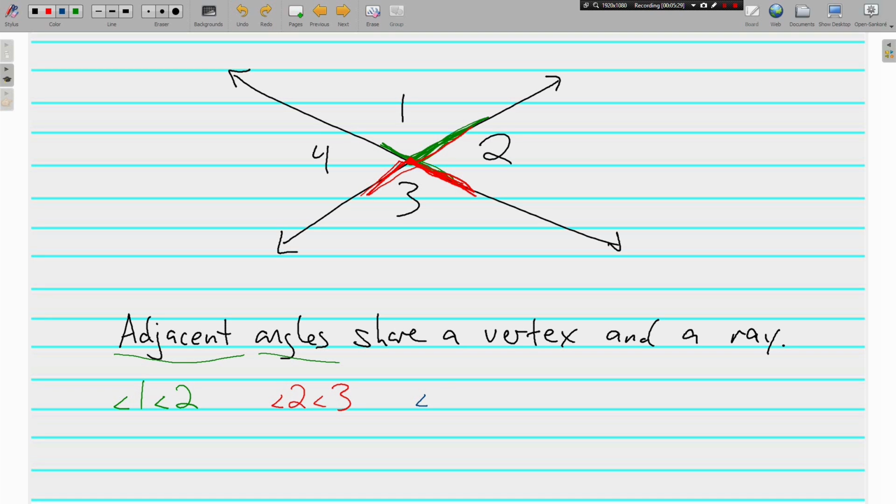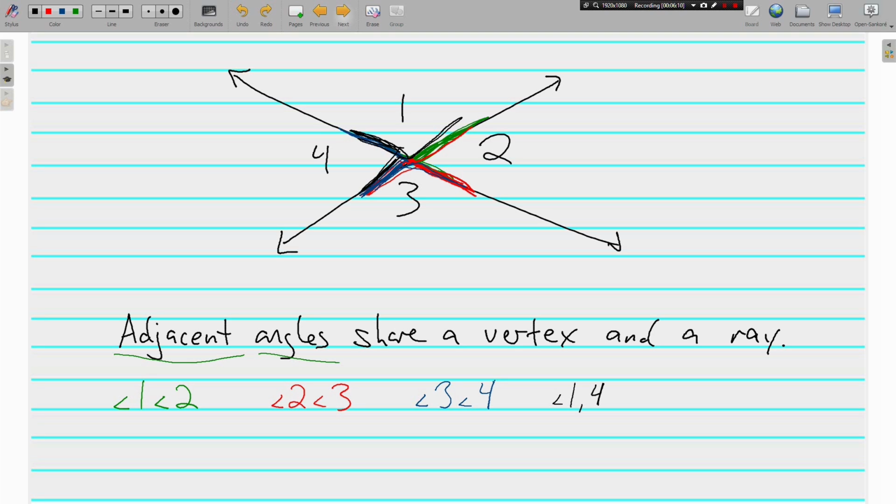What comes next? Angle 3 and angle 4. Too much ink on the screen. Angle 3 is right here, and angle 4 is right here. And the last pair of adjacent angles in this picture is angle 1 and angle 4. They share a vertex and a ray. Okay, so that's the definition for an adjacent angle. It shares a vertex and a ray, and there are some examples.